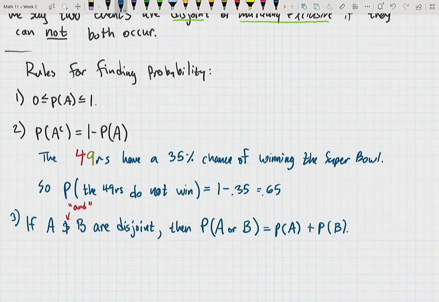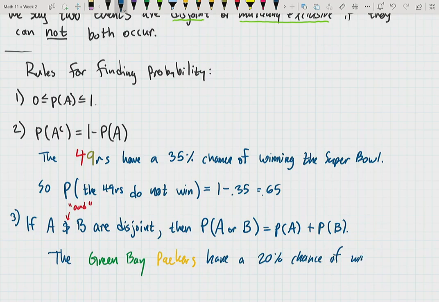So the Green Bay Packers have, what is theirs, a 20% chance of winning. Now, only one team wins the Super Bowl. So what's the probability that either the Packers or the 49ers win the Super Bowl? 55, good.